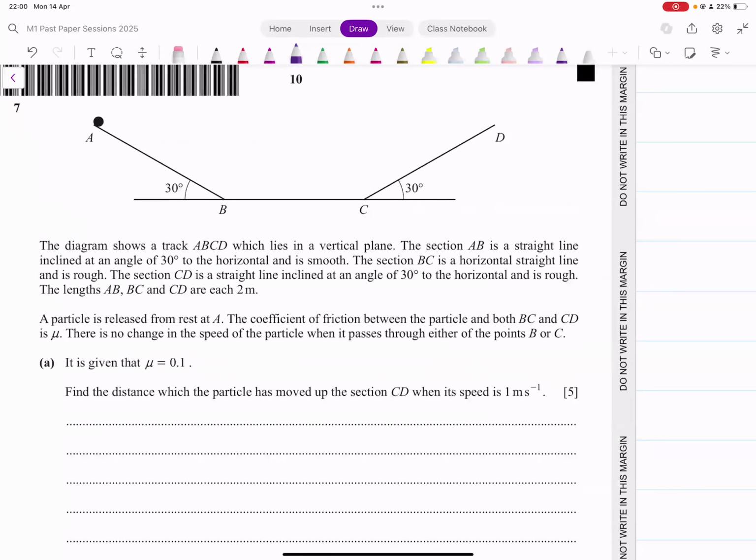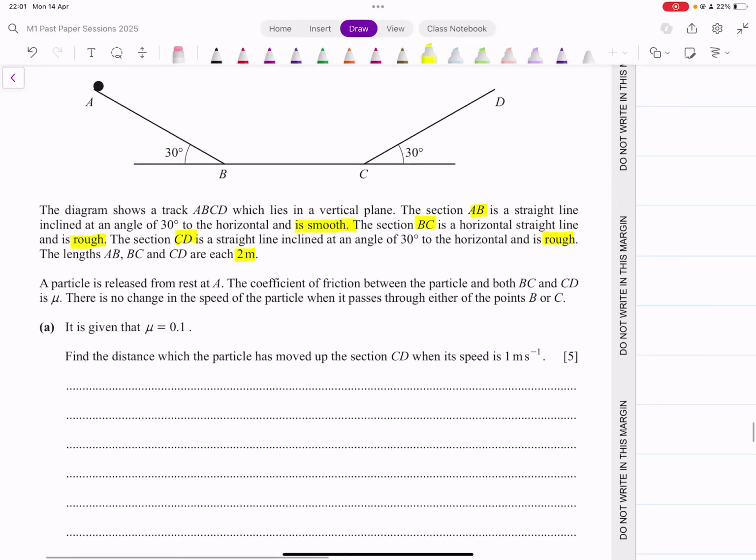The diagram shows a track ABCD, which lies in a vertical plane. The section AB is a straight line inclined at an angle of 30 degrees to the horizontal and is smooth. AB is smooth, okay. BC is a horizontal straight line, and that's rough. CD is also rough. Lengths are given, they're all 2 meters.